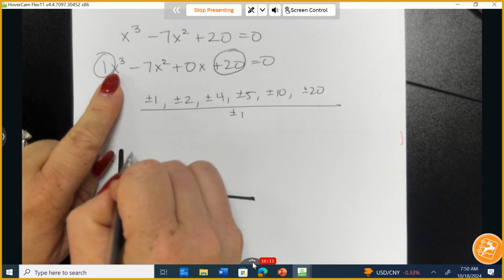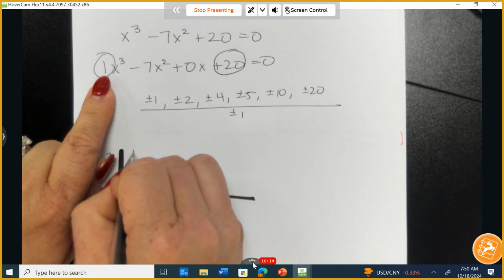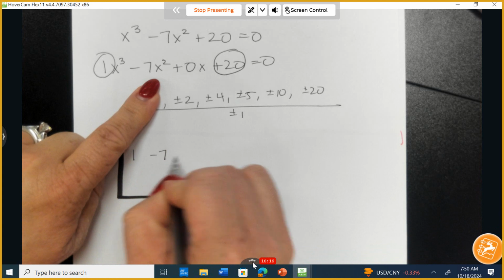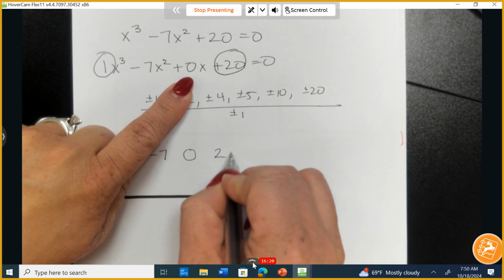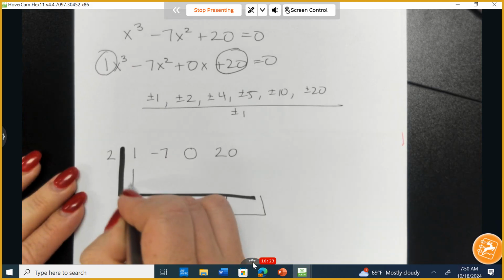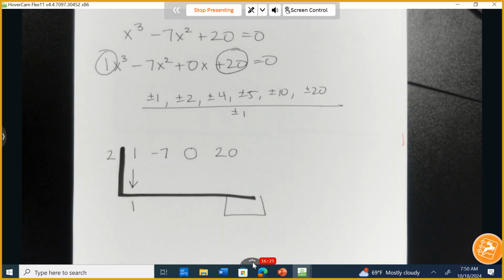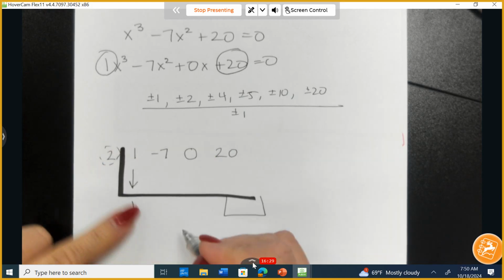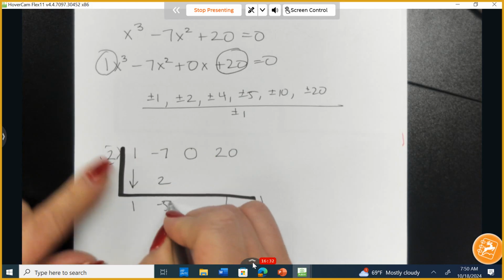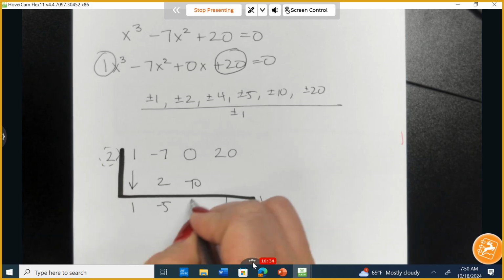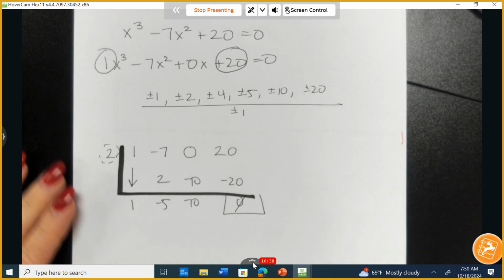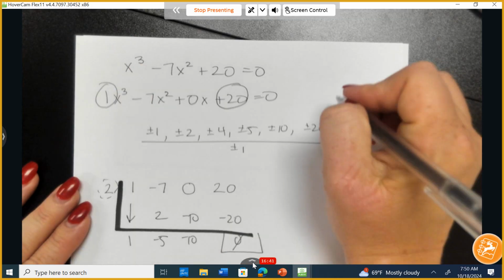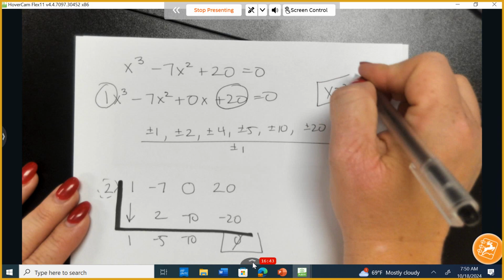So I'm going to come up here. Now that everything is accounted for, it's 1x cubed, -7x squared. I had to put a 0 here, or this would be wrong. 0x to the first and 20x to the 0. Okay, after I drop down the first number, I'm going to revert back to that MAMA method as an acronym. Always multiplying back here. Multiply to get 2, add down to -5. Multiply to -10, add down to -10. Multiply to -20, and I do have 0. That tells me that one of my real solutions is 2.